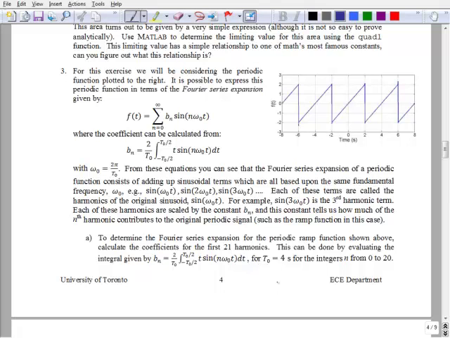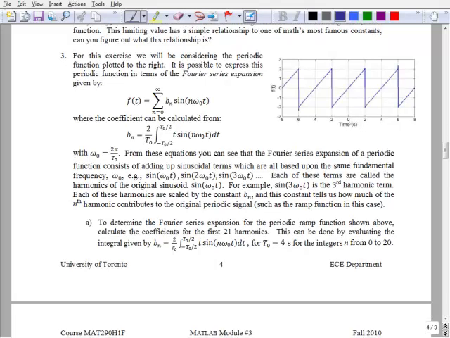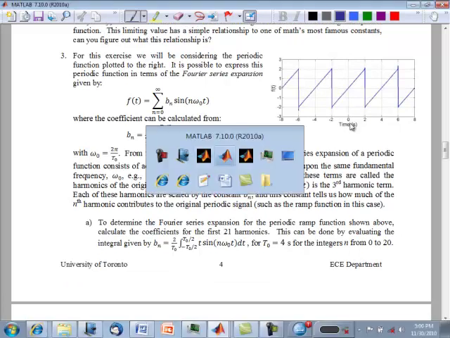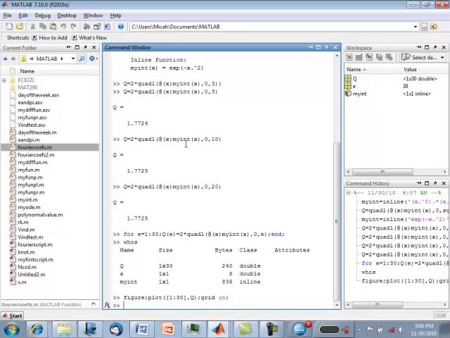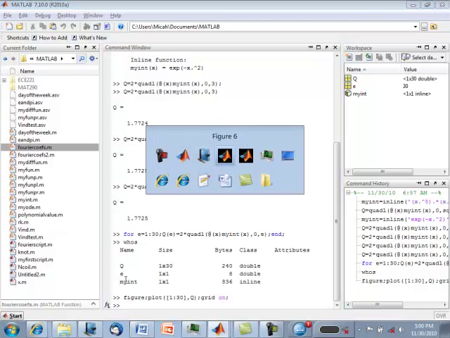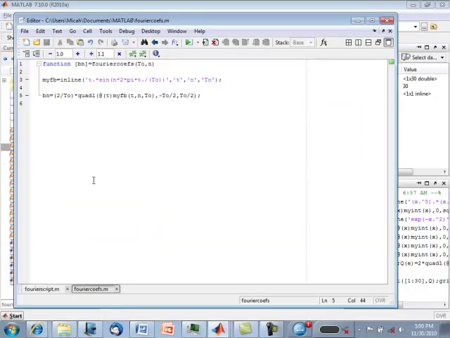So to do this in MATLAB, you can take a look at or create a little function called these Fourier coefficients, where we've defined an inline function which has the f of t, and so this is the integrand of the calculation of the coefficients. So we have sine n 2 pi t divided by t naught.